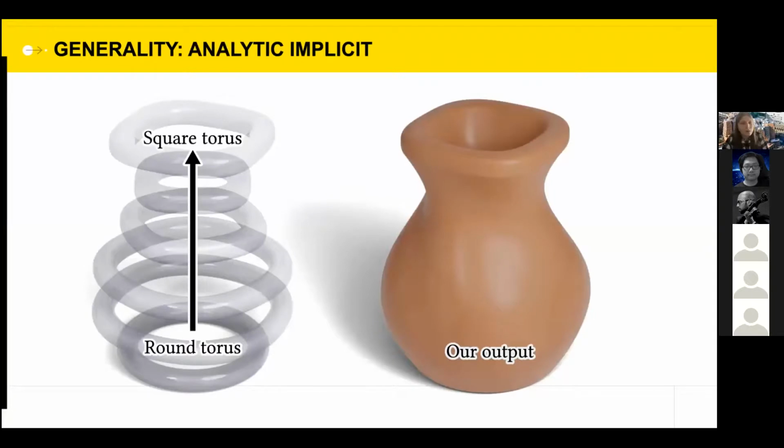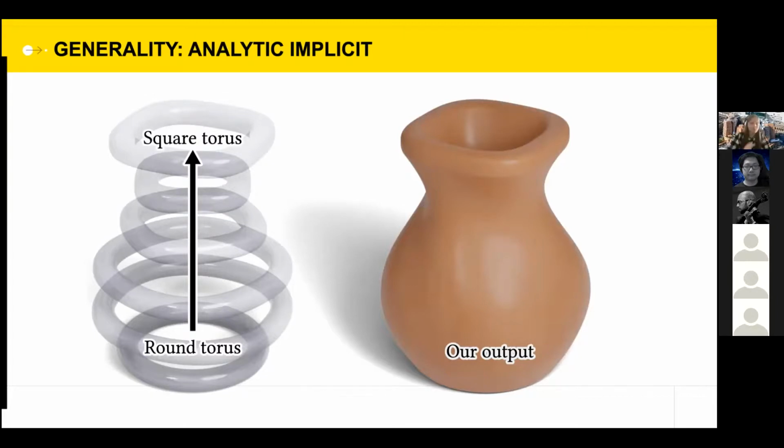There are also shapes that have analytic implicit representations, and they can natively be incorporated into our algorithm. For example, a torus. We can transition between an L2 torus, which is a torus with cylindrical and circular cross sections, and an L1 torus, which is like a torus but with square cross sections.